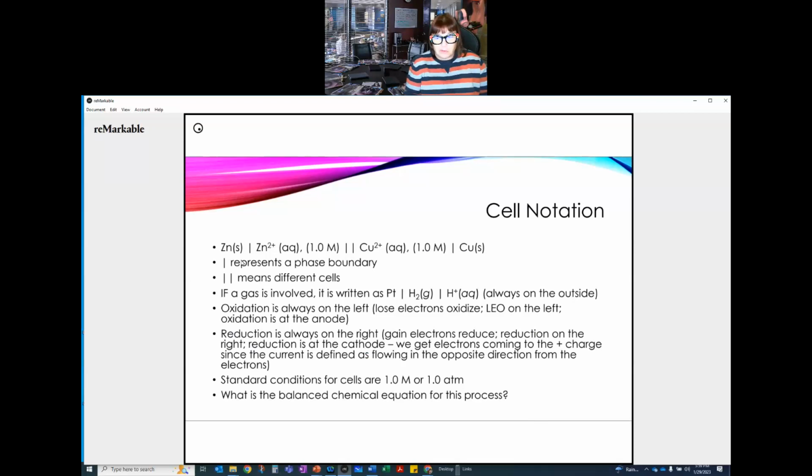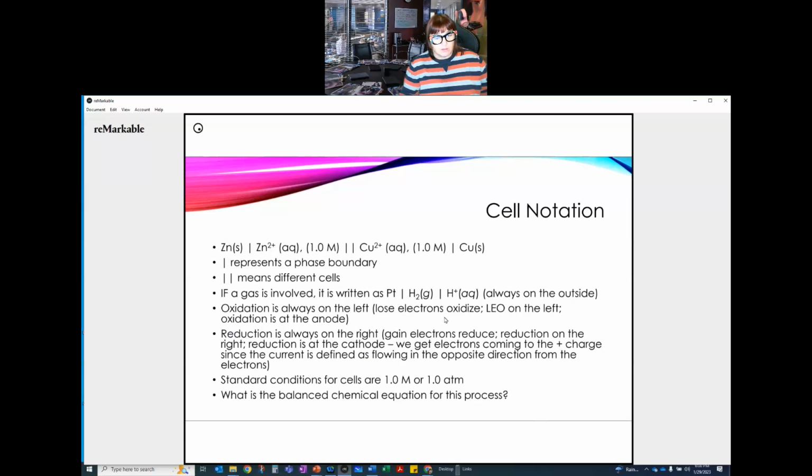Okay. Now, if a gas is involved, we're not going to have the ability to use that gas as a solid electrode. It just doesn't work. They mentioned that we use platinum in that case. Platinum is an inert metal, so it can carry electrons without reacting with a bunch of stuff. When we do that, we have the platinum that we show as a phase boundary to the H2 gas, which is a phase boundary to the H+ aqueous. And so we have three of them instead of just the two. And the platinum is always on the outside. So if there's a third thing out there on either end, it's the material that's being used as the electrode, which is not part of the reaction.